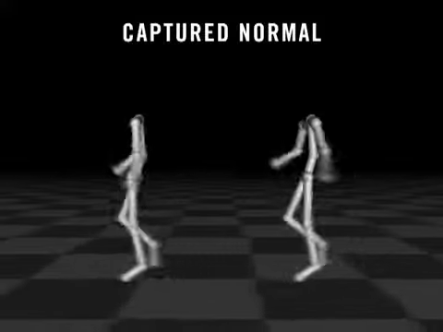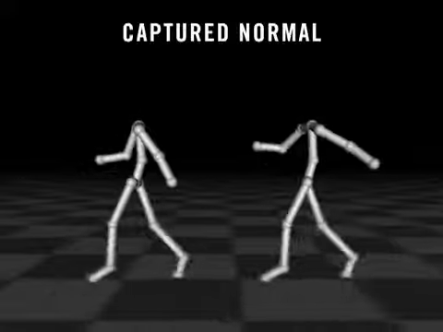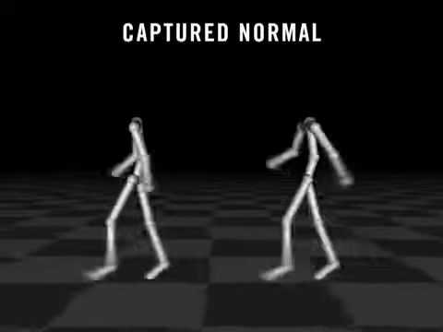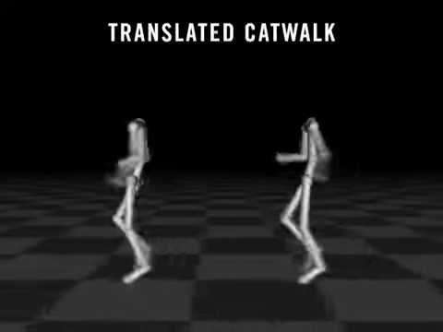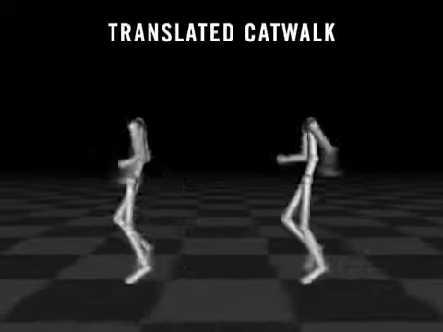Style translation models aim to preserve details in the original input. In this clip, we took a normal walking motion and exaggerated the arm swings. These two motions were then translated to emphasize the transfer of details.